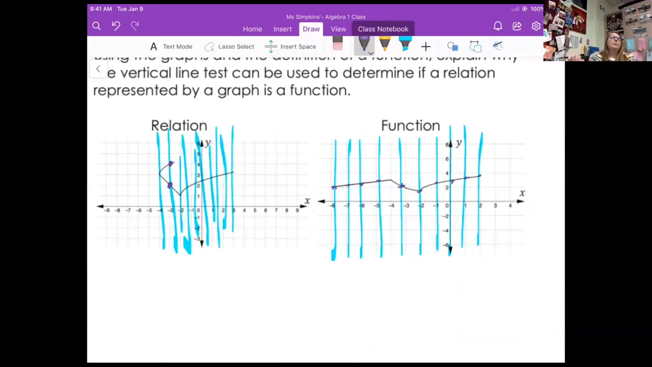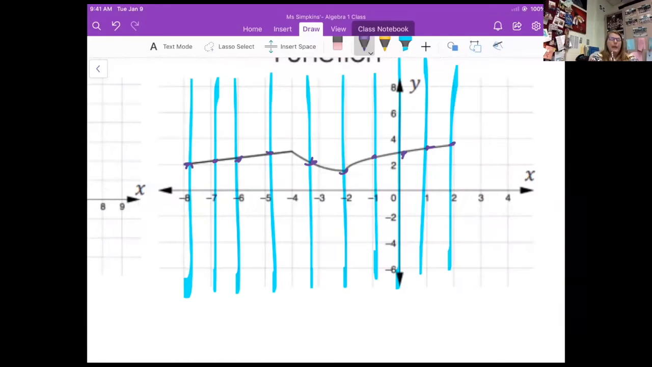Now, I know on your computer you can't necessarily draw vertical lines, but what you can do is take your pen and move your pen across the screen and just make sure that your pen is never touching more than one piece of that graph at the same time. And here, I'll show y'all. You can just take your pen vertically and move it across your screen and make sure that it's not touching more than one piece of that at the same time. So that's a different way to tell if it's a function.